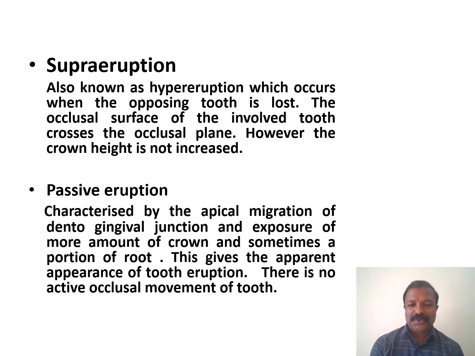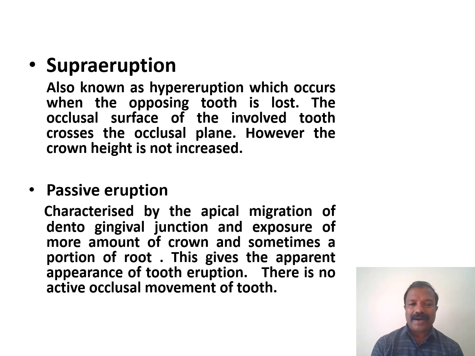Supraeruption. It is also known as hypereruption, which occurs when the opposing tooth is lost. The occlusal surface of the involved tooth crosses the occlusal plane. However, the crown height is not increased. So the supraeruption is mostly occurring when the antagonistic tooth or the opposing tooth is lost and there is no increase in size of the tooth, but the tooth is crossing the occlusal plane.